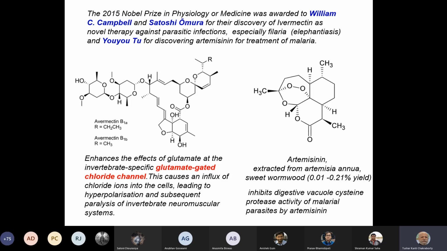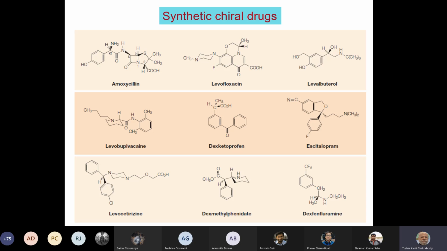And now in many places people are finding good application for ivermectin in the treatment of COVID-19, corona. The exact mechanism is not known, but it basically works on the glutamate-gated chloride ion channel, and then it causes influx of more chloride ions into the cell, leading to the death of the cell. But how exactly it works in COVID-19 is not known yet, but they found its application. And there are also synthetic chiral drugs, as you can see, some of those molecules shown here. These get the idea from natural products, like amoxicillin, the antibiotic that you take all the time.